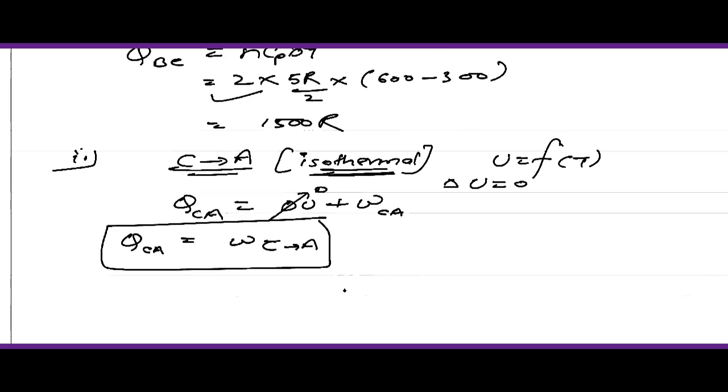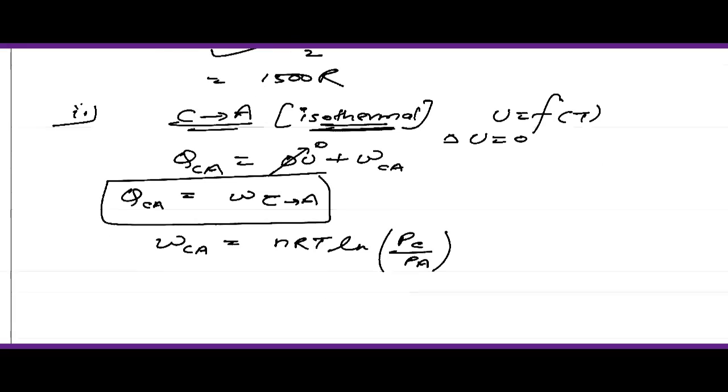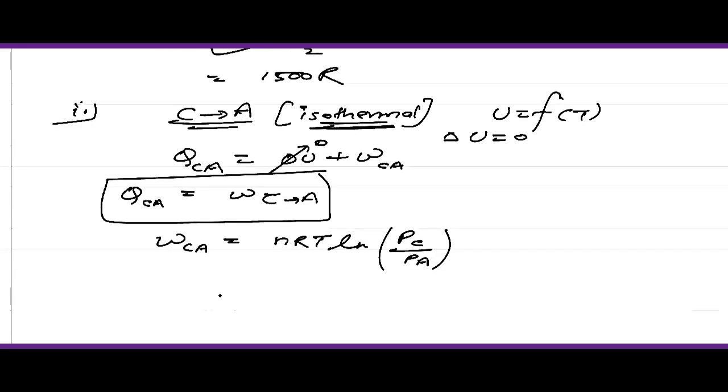Now, if we have to find the work done in the process CA, that will be equal to nRT ln(PC divided by PA). ln is nothing but log base e. Okay, so put the values of all of these.